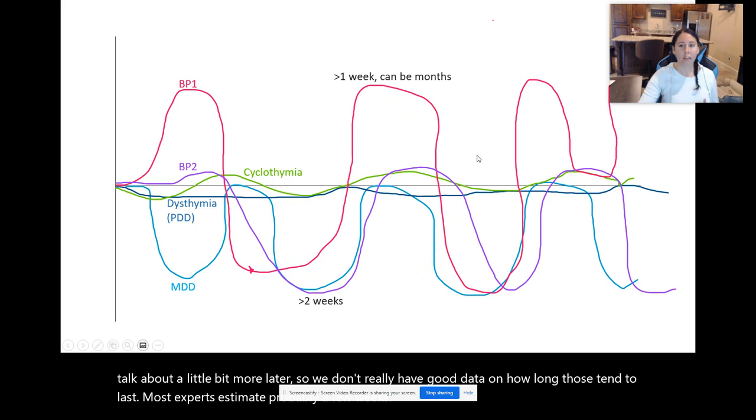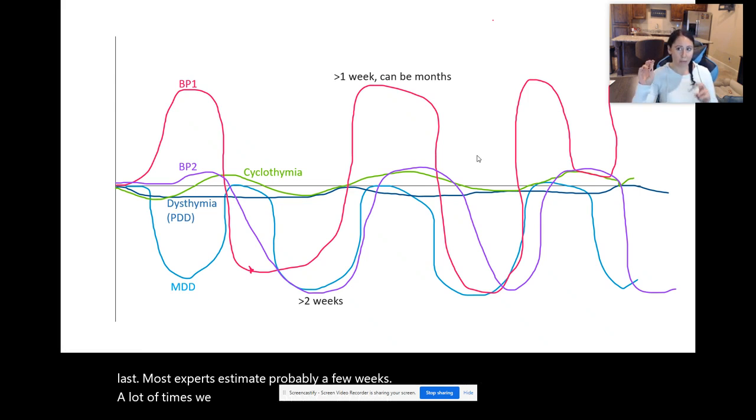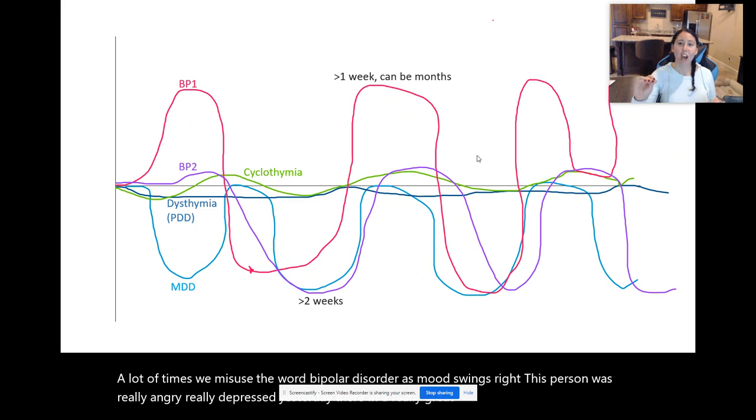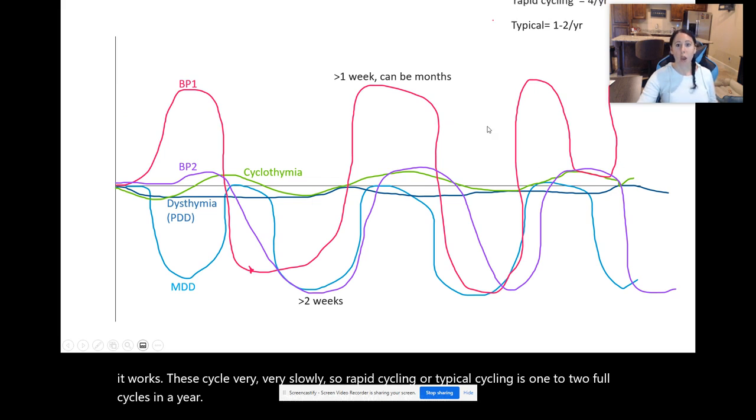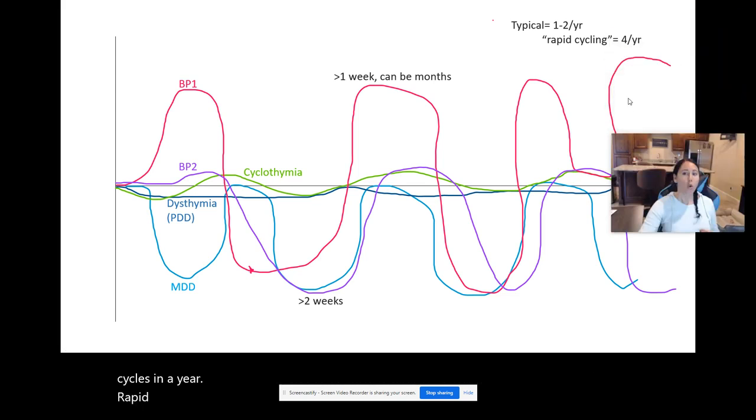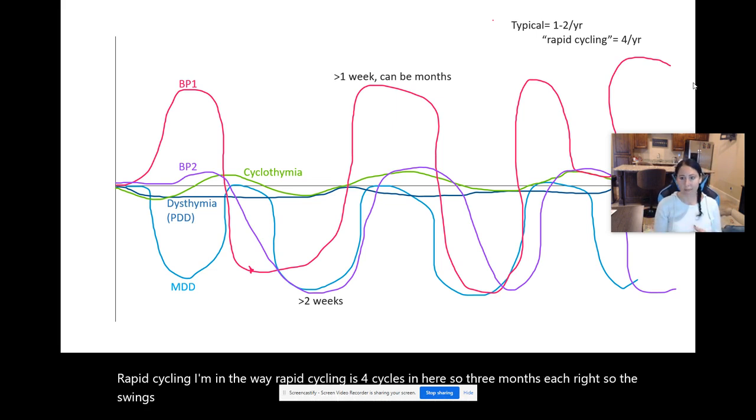Now, a lot of times we misuse the word bipolar disorder as mood swings, right? This person was really angry, really depressed yesterday. They're in a really great mood today. That is not how it works. These cycle very, very slowly. So typical cycling is 1 to 2 full cycles in a year. Rapid cycling is 4 cycles in a year, so 3 months each, right? So the swings from day to day, week to week, not how it works.